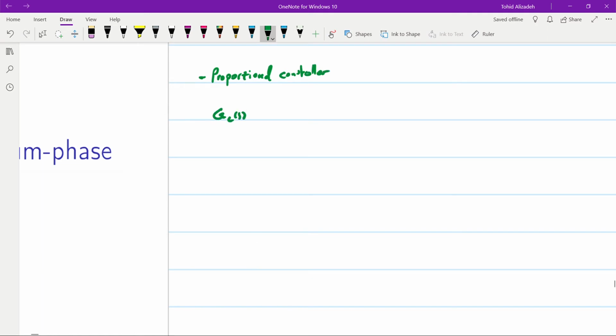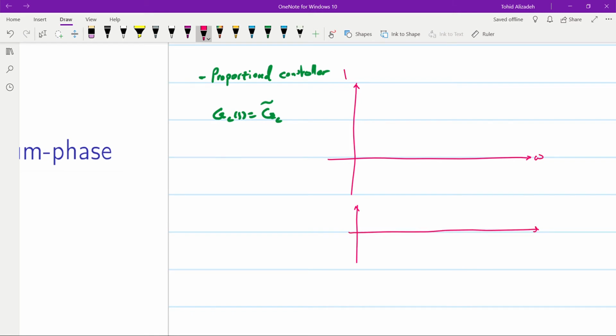GC of s will be in the form of GC tilde, and you know that if I draw the Bode plot for this controller, in terms of the amplitude, we will have a fixed value like this, which will be equal to 20 logarithm of GC tilde, and in terms of the phase, it will always be equal to 0 degrees, as we have a positive number over here.